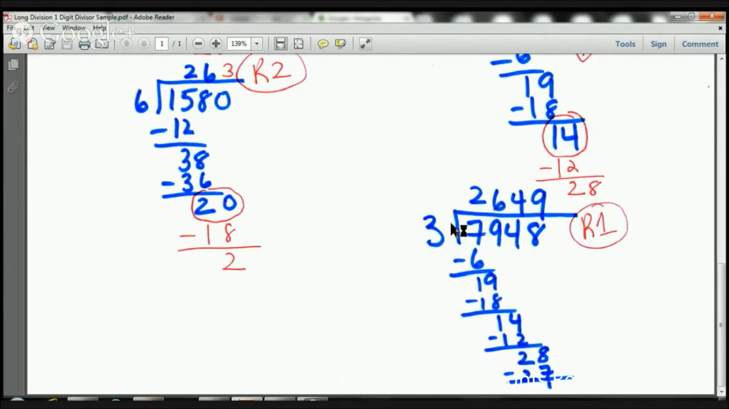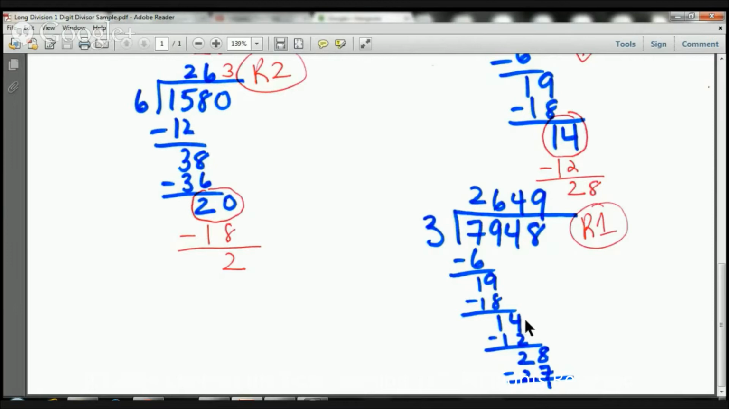I put my 6 up here. 3 times 6 is 18, okay? Perfect. So now I have 19 minus 18 equals 1, right there. Then I drop this 4 all the way down. Now I have 14. How many times can 3 go into 14? Well, it's going to go into 14 4 times.